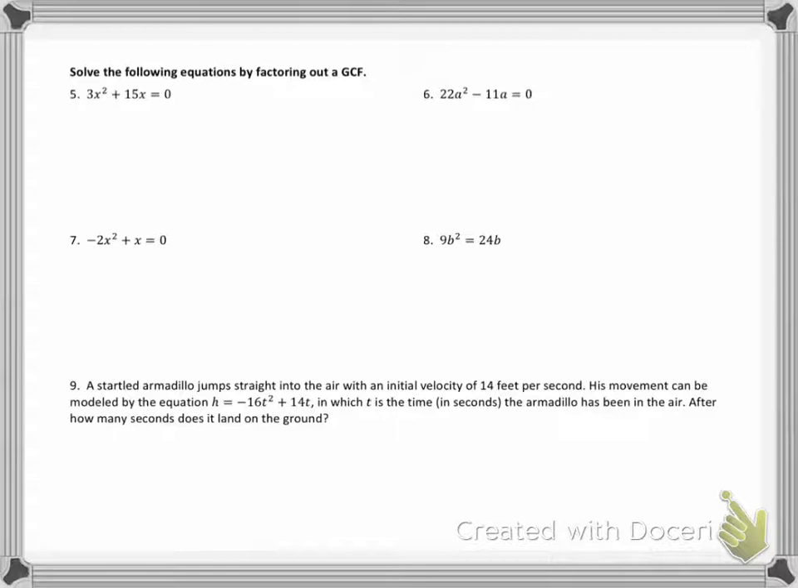So, if we take a look here at this next slide, all 5 of these problems, we're going to go ahead and review how to factor out a GCF, and then use that in combination with zero product property so that we can solve for x. So, let's take a look here at number 5. We have 3x squared plus 15x equals 0. When it comes to factoring these apart, we don't worry about the equals 0. That part, not super relevant.